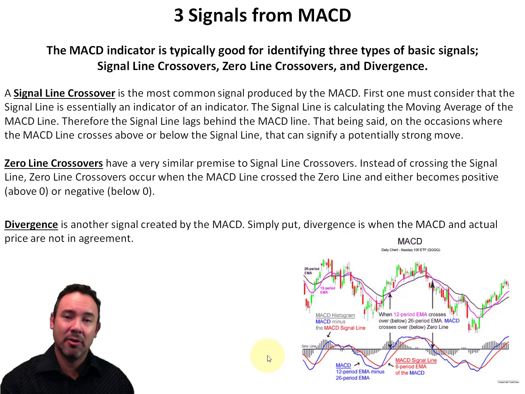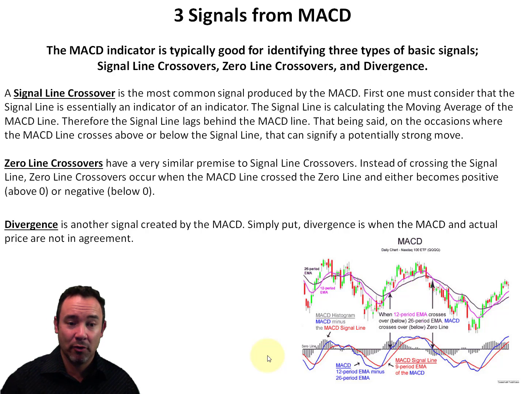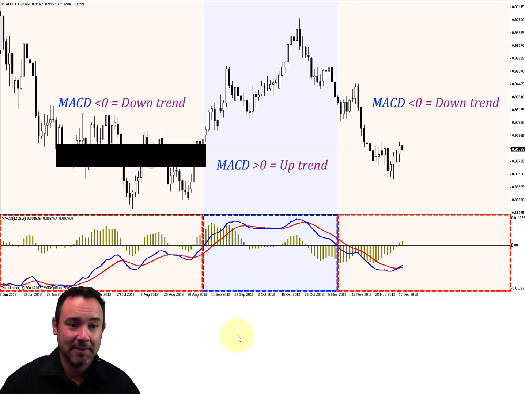So I want to make sure you understand the signal line crossover can be a signal to buy or sell. The zero line crossover can also be a signal, also a filter to make sure you have even more information supporting your decision. And what I like to trade the most personally is divergence. So I'm going to show you some examples of those next.